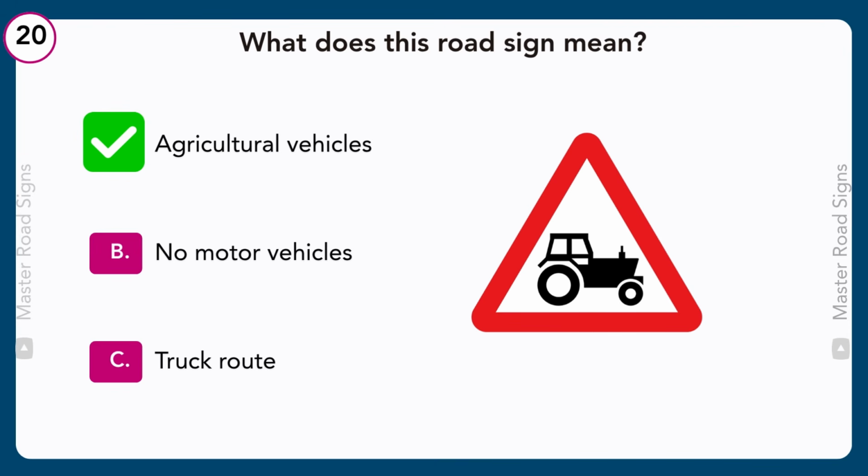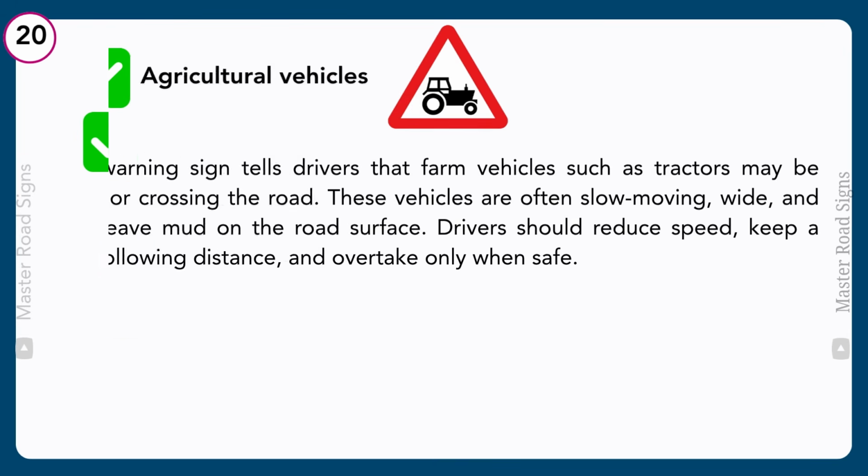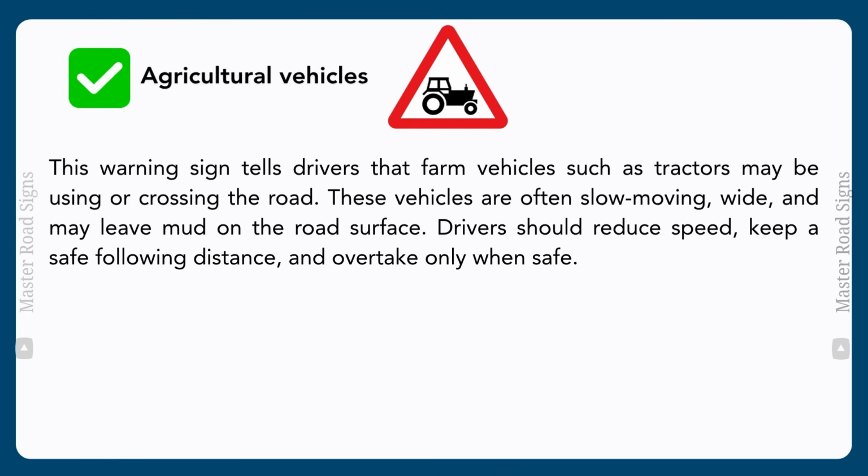Option A is correct, agricultural vehicles. This warning sign tells drivers that farm vehicles such as tractors may be using or crossing the road. These vehicles are often slow-moving, wide, and may leave mud on the road surface. Drivers should reduce speed, keep a safe following distance, and overtake only when safe.